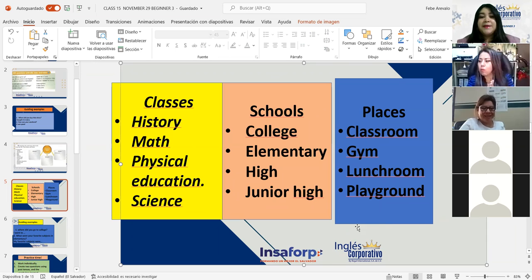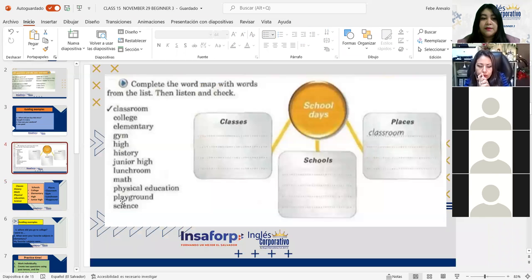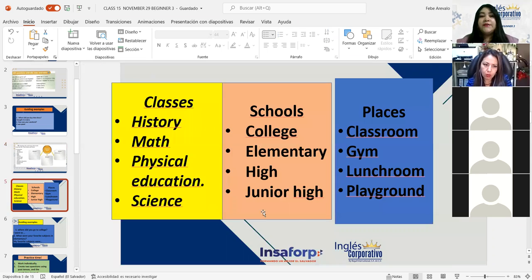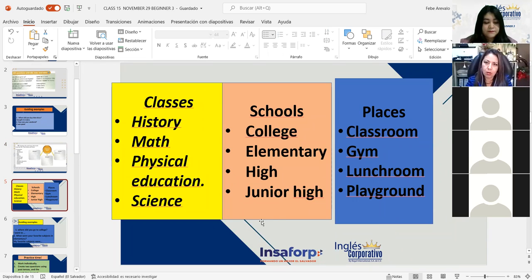Thank you, honey. Aunque ustedes vean que aquí quizás les aparece como que la computer lo tira mal, así se escribe, right? Y así lo tienen ustedes categorizado aquí también. Va unido, el playground va unido y el lunchroom también. Okay? So there, let's continue. Let's go with Karen Heyman, please. Classes, history, math, physical education, and science, is true. College, elementary, high, junior high. Places, classroom, gym, lunchroom, the playground. There you go, excellent. Thank you, Karen.